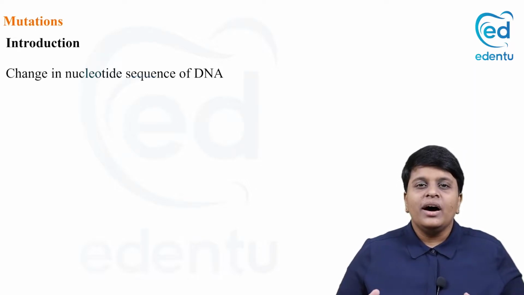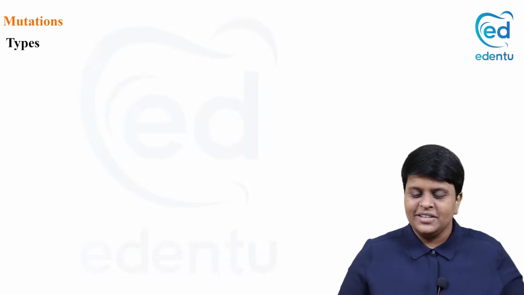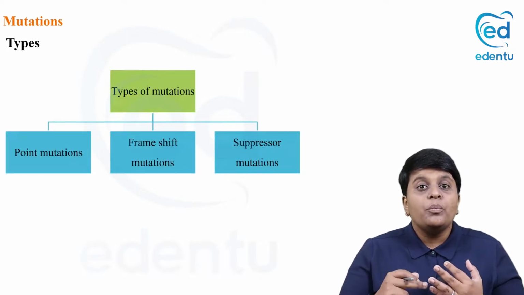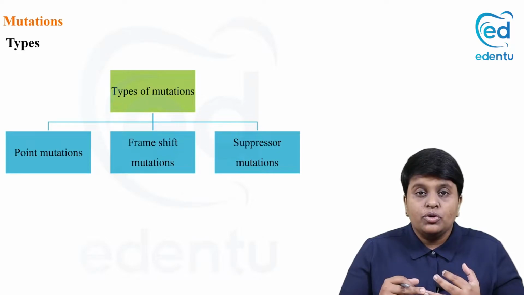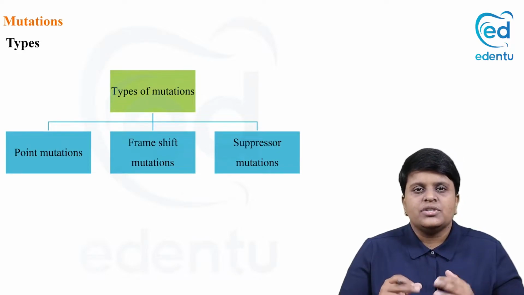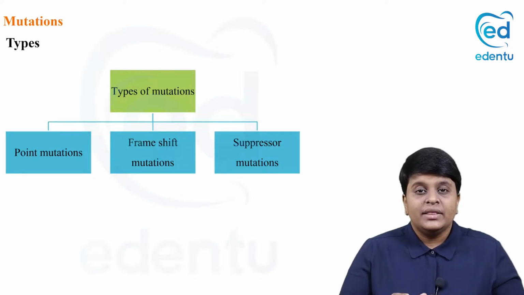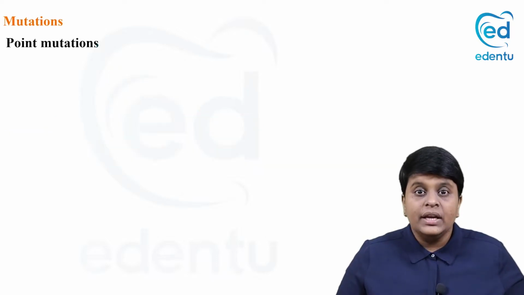So what are the different types of mutations and what are the different effects of mutations is what we are going to discuss in today's session. There are different types of mutations; the common ones are point mutations, frame shift mutations and suppressor mutations. Point mutations are the most common type of mutations, and that is what we are going to discuss in detail in this session.